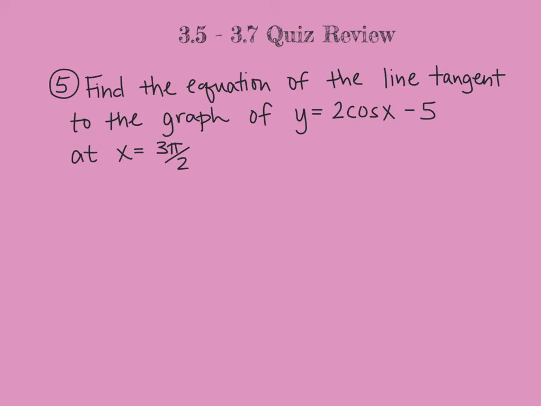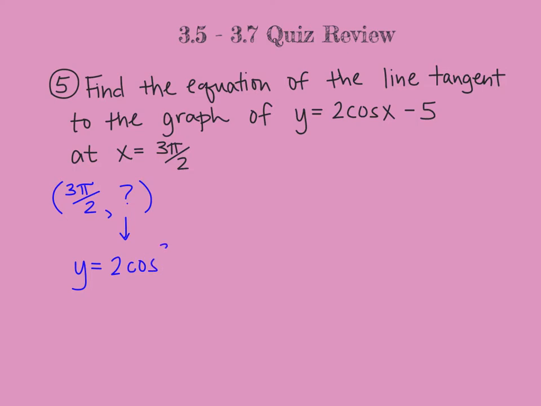Number 5 is a tangent line problem, and we have the same directions every time, the same steps every time to find the equation of any line. We need a slope and a point, and so we don't quite have either one yet. So what I'm going to do first is find the coordinate point, and we know that our x value is 3 pi over 2. But what's our y value? So in order to find the y value, I'm going to plug in 3 pi over 2 for x into our equation to find y.